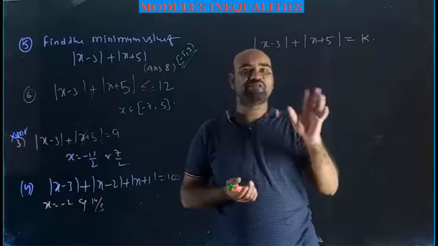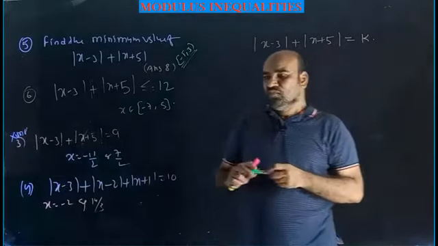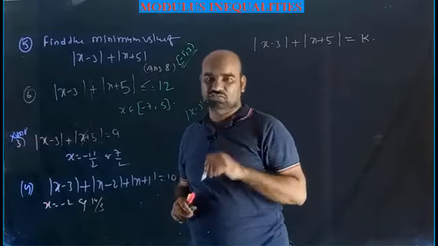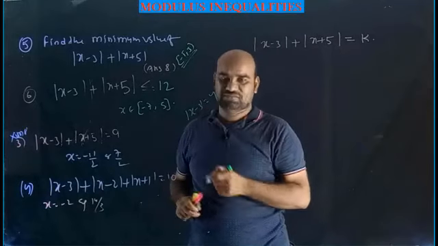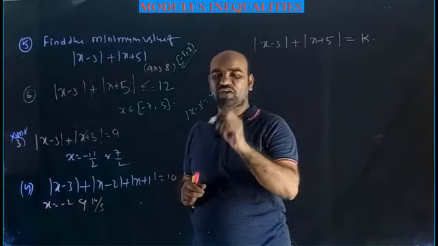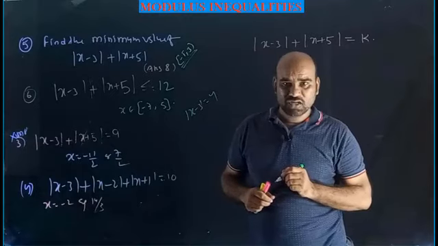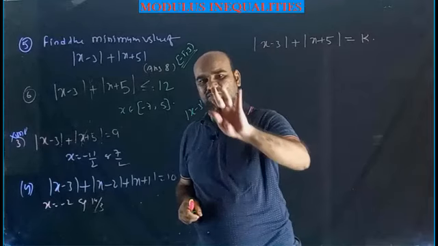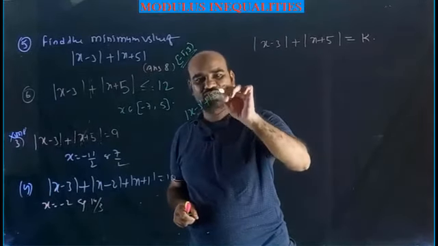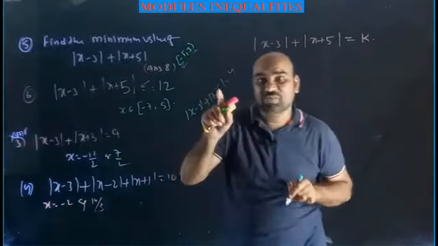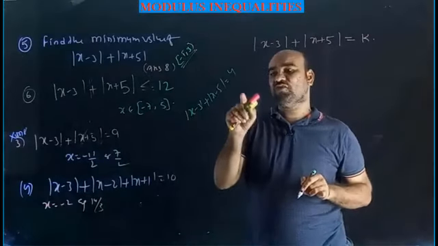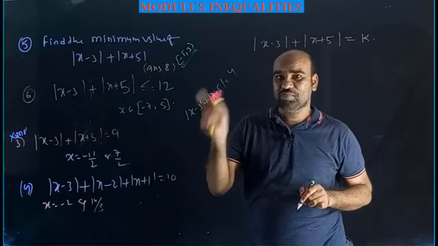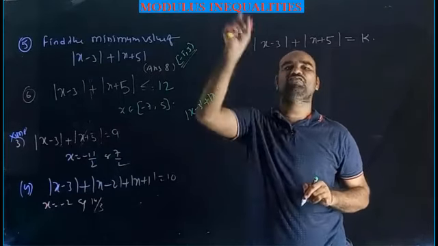Observe, all of you. I want to find the minimum value of k. Modulus of x minus 3 equal to 4. Graphical meaning: we want to find a real number x on the number line so that the distance from x to 3 should be 4. Graphical meaning is important. We want to find a real number x on the number line so that the distance from 3 to that real number plus the distance from 5 to that real number should be equal to 4.